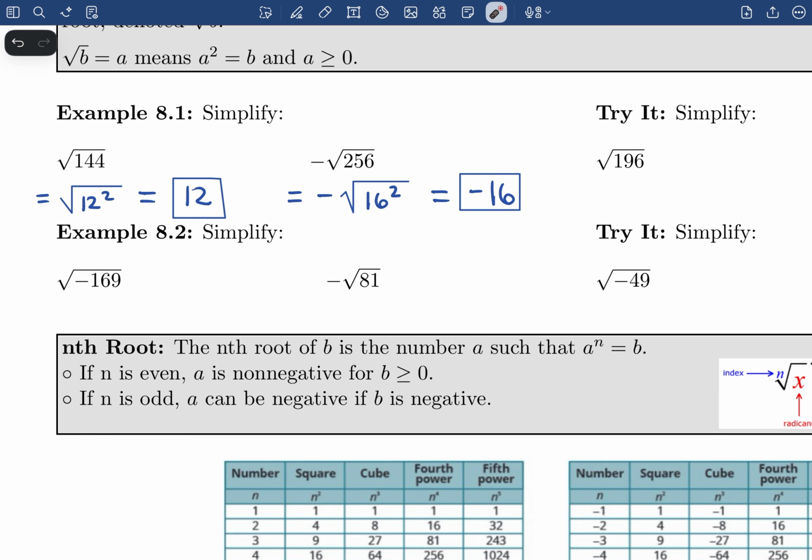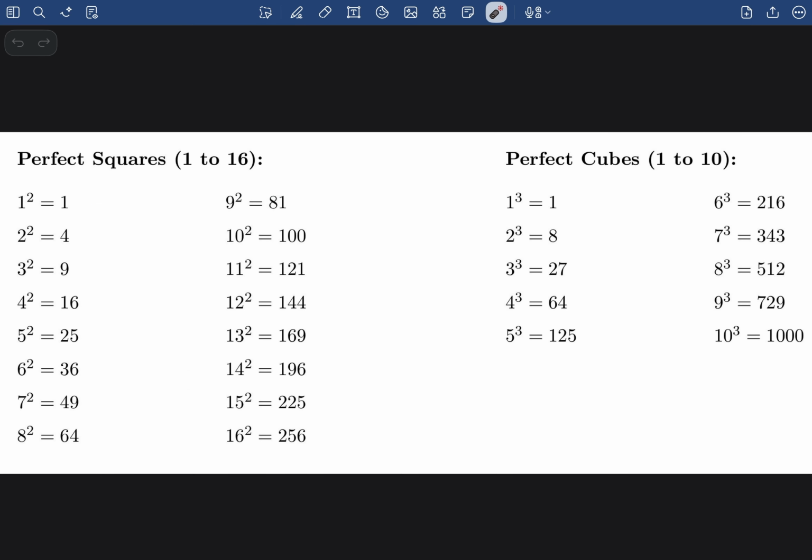Great. So now it might make sense why it's important to know your perfect squares. Like 144 and 256, in your brain you're saying, well, the square root of 144 is 12. The square root of 256 is 16.